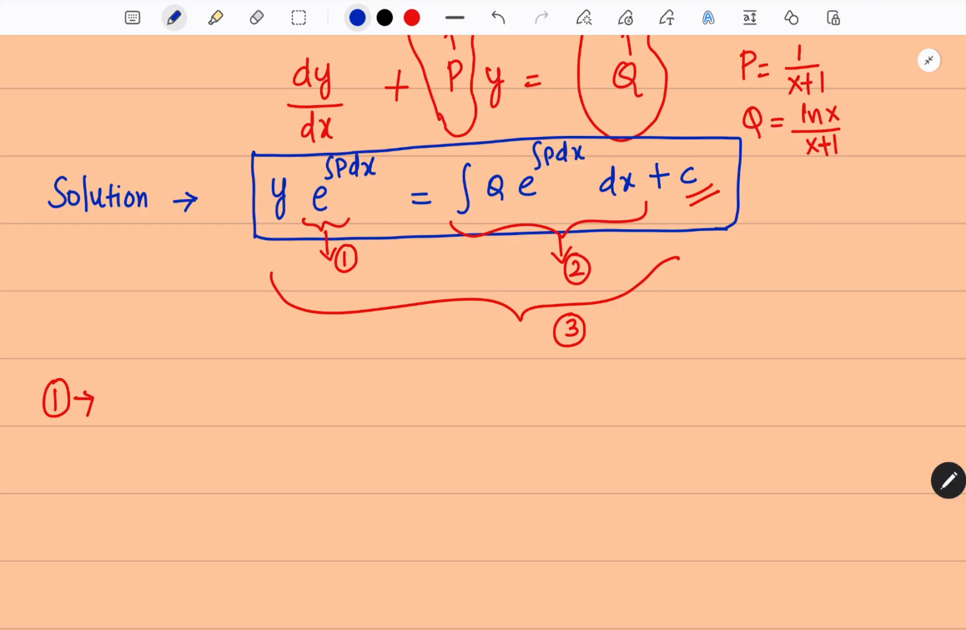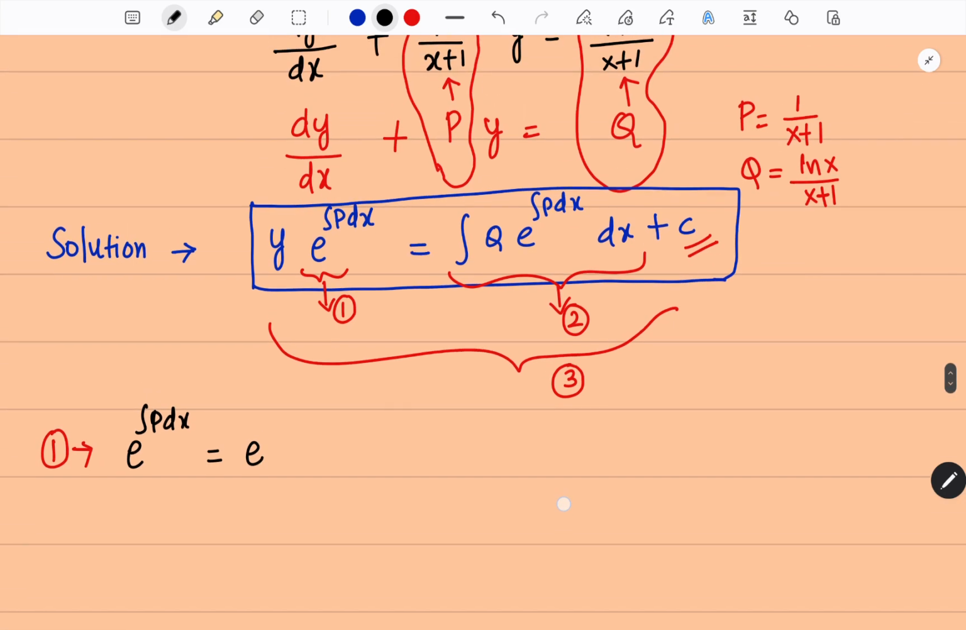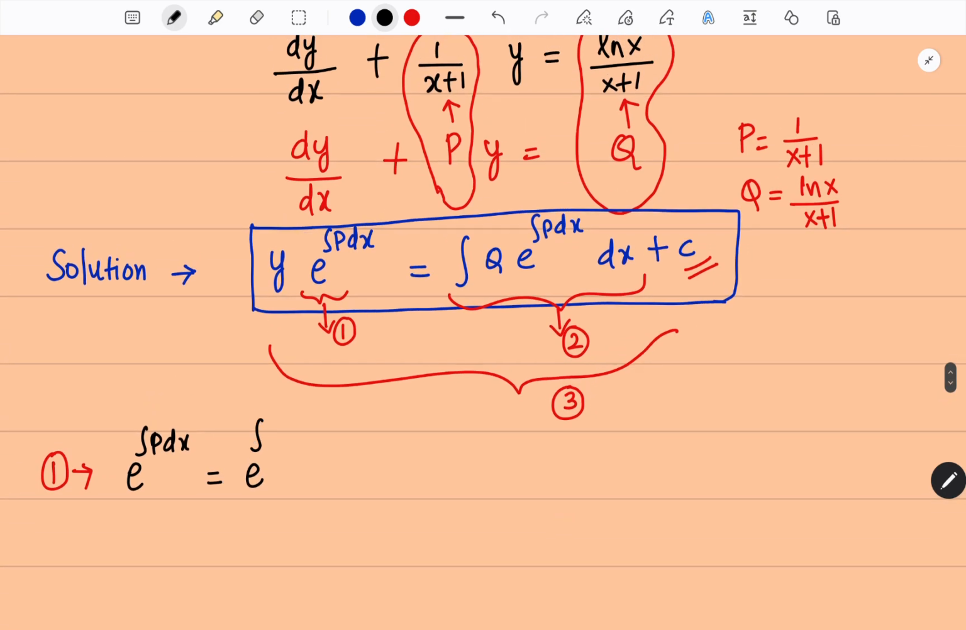Step number 1 is e to the power of integral p dx, which is equal to e to the power of integral, right? What is your p? Which is 1 divided by x plus 1 into dx. We did this type of integration many times. Always you close your finger over the e, close it like this. You only do the integration on the top. Okay, right. E to the power of the integral of dx divided by x plus 1 is ln x plus 1.